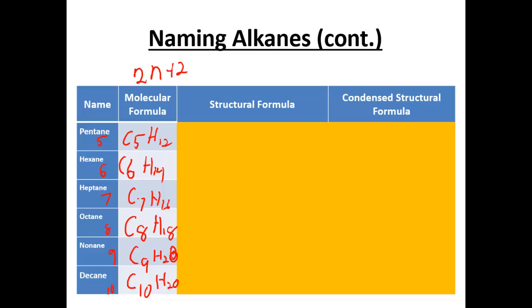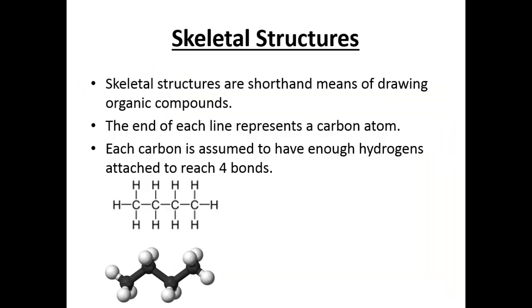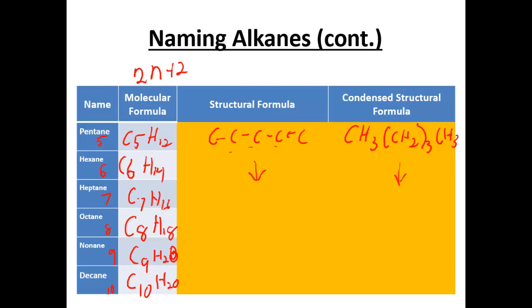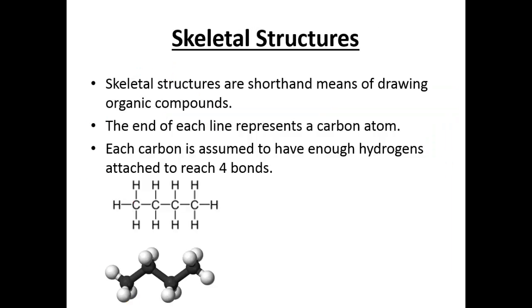So the structural formula would continue to increase by 1, and our condensed structural formula is now CH3, CH2 in parentheses, and now there's 1, 2, 3 of them, and finally CH3. And that would just continue to grow as we'd go down. From there, our structural chemical formulas.